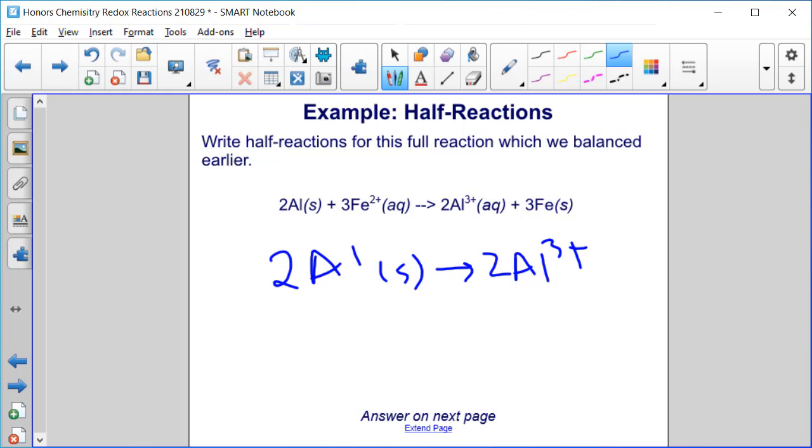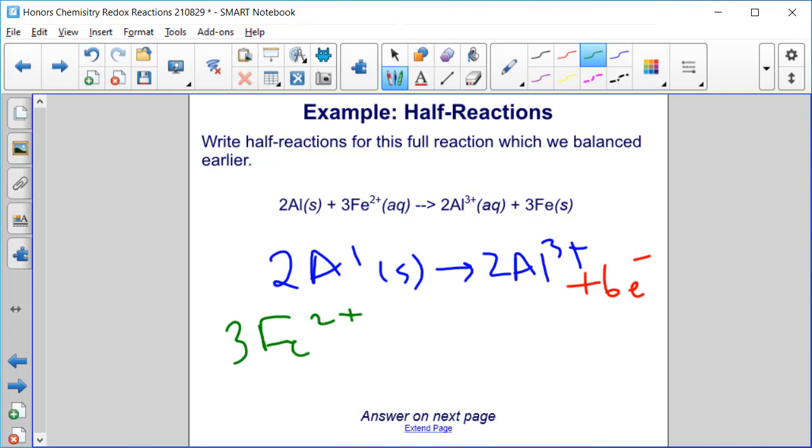Notice that on the right-hand side, we have a +6 charge overall, 2 times +3. And on the left, we have no charge at all. So in order to balance that, I need to put 6 electrons on the product side. My other half reaction looks like this.